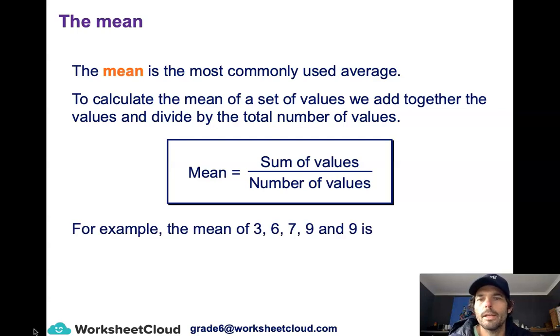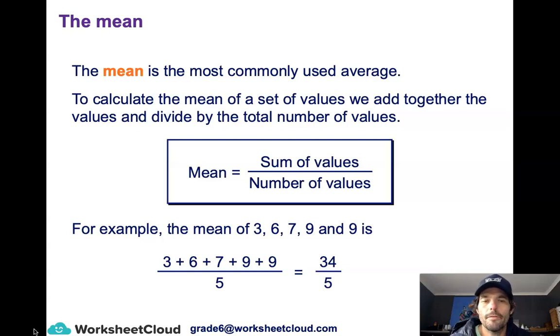So an example of that is, how would you calculate the mean of 3, 6, 7, 9, and 9? The first thing you need to do is add up all those numbers. So 3 plus 6 plus 7 plus 9 and 9 would give you 34. And then you need to divide by 5. Now the reason it's 5 is because there are 5 entries. So if you have a look, 3, 6, 7, 9, and 9, that's 5 entries, and that's what we mean by the number of values. So your answer there is going to be 6,8.